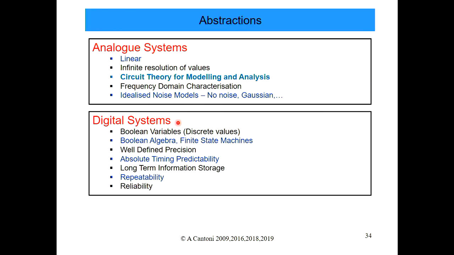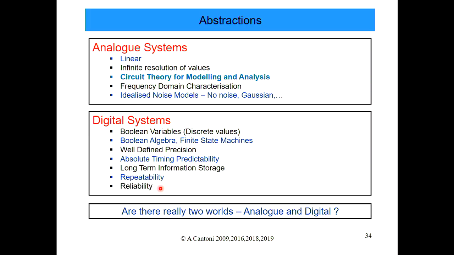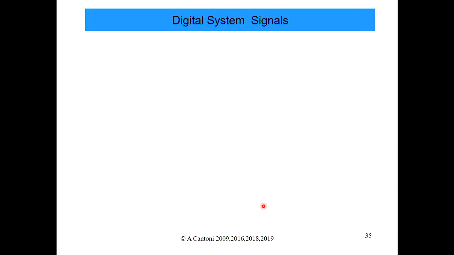Digital systems. We're interested in Boolean variables, Boolean algebra. We have well-defined precision, long-term information storage, and most important, repeatability and reliability. But as we'll see more in the course, you don't really have just the two worlds. All digital signals are actually analog signals in the beginning. Soon we'll see that. You need to take that into account to be able to design reliable systems.